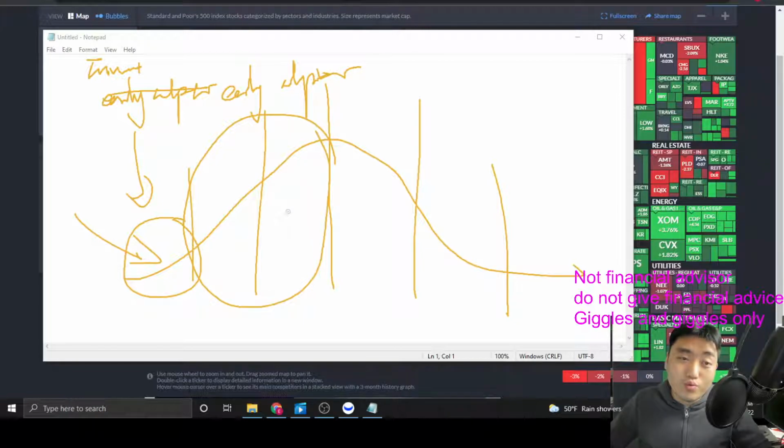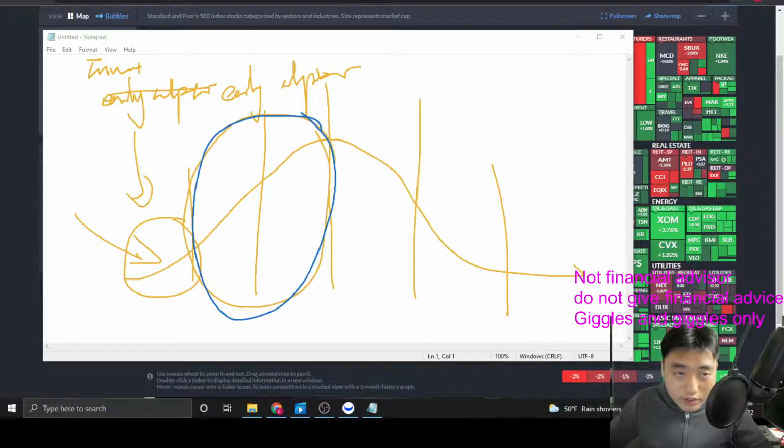If you try to consider this as a product growth stage, this is the growth stage, this part. So if we are trying to describe where tech stocks are right now, we are really at the top of a growth stage, or early adopters.